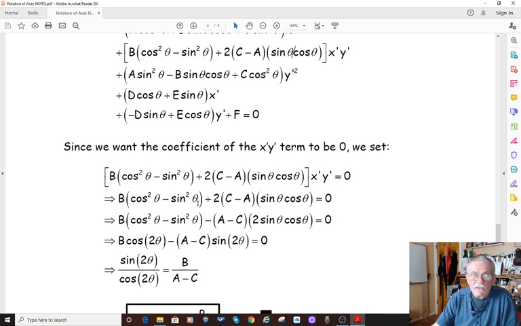Before I do that, I'm going to make a couple of changes here. Notice cosine squared minus sine squared is the same as the cosine of the double angle. We learned that before. And I've got a 2 here.